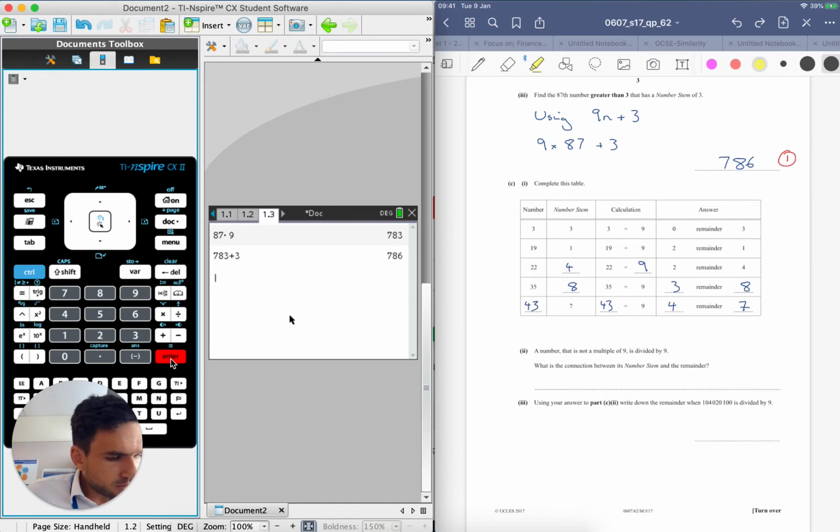Okay. Part 2 then. A number that is not a multiple of 9 is divided by 9. What is the connection between the number stem and the remainder? So this is why we're doing it. That's exactly the point that I just made, which is they are the same.